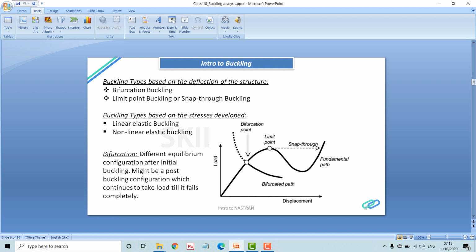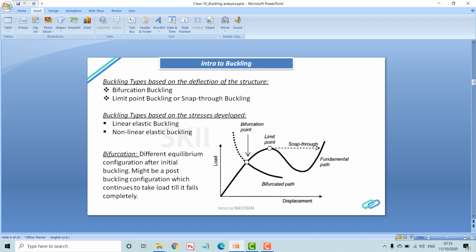This bifurcated path represents the change in the equilibrium configuration. After that, it tries to support the load. When the structure doesn't change the configuration but still continues to support the load, it will reach the limit point. And once the limit point is reached, it is the critical buckling load. Finally, it can undergo a change in configuration, or it might fail.